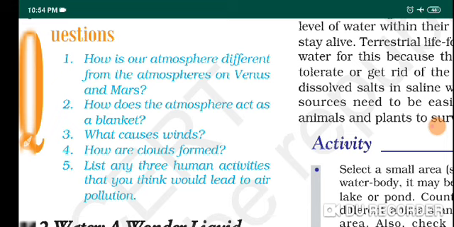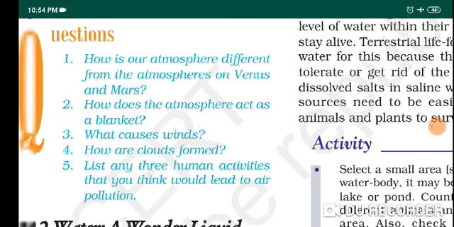It is mentioned on page number 189. You are given the amount of carbon dioxide which is present on Mars and Venus. That is mentioned over there, so you can find out the answer from there. You prepare the answer on your own. I will send the answers through WhatsApp. Okay. The second question also, how does the atmosphere act as a blanket?